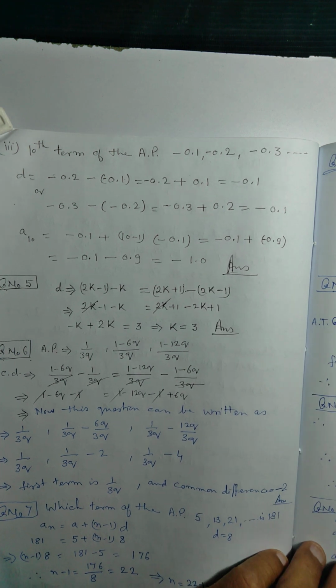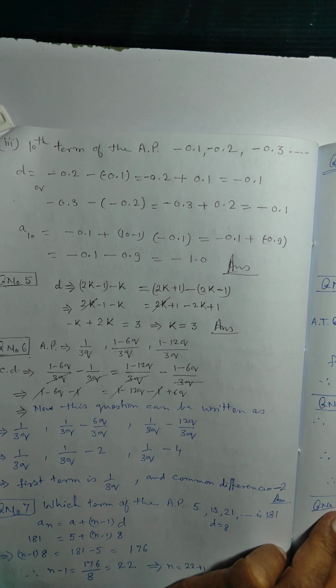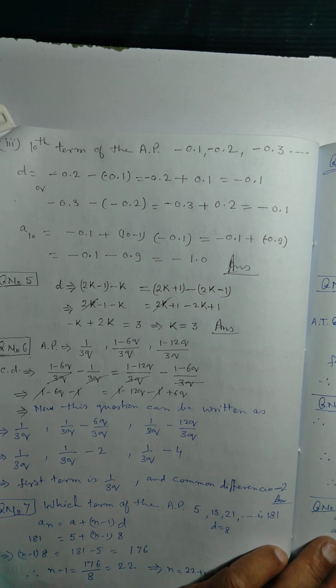Now proceed to the question number 5. Question number 5 states that if k and 2k minus 1 and 2k plus 1 are the three consecutive terms of an AP, then find the value of k.